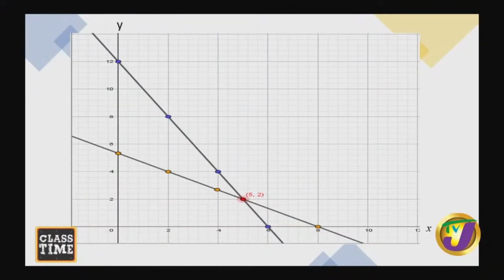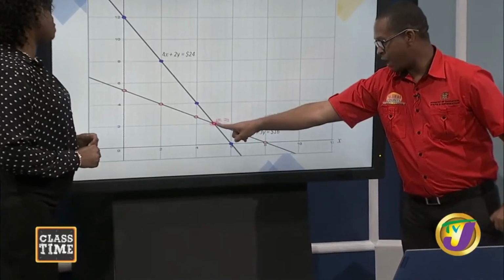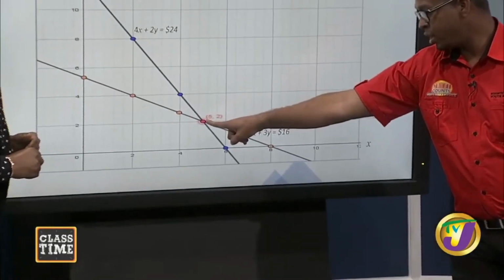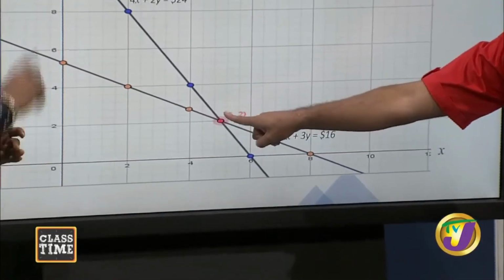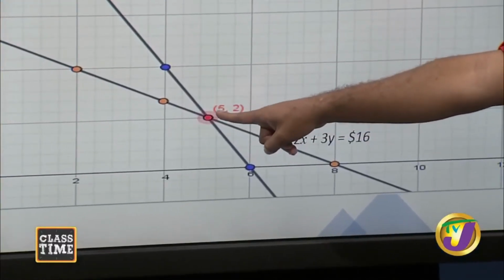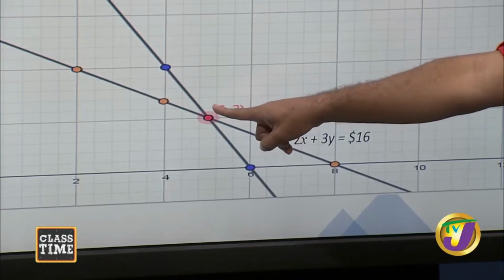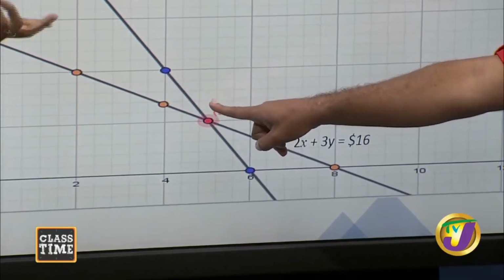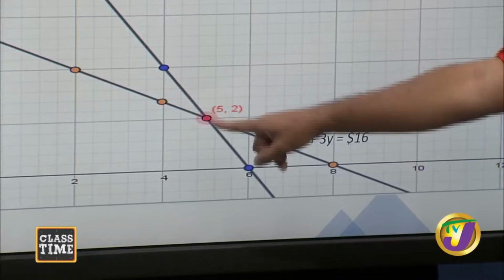And then notice the point of intersection. You can see here that the point of intersection is (5, 2), 5 being the value for x, which was the cost of one mango, and 2 being the value of y, which was the cost of one pear.